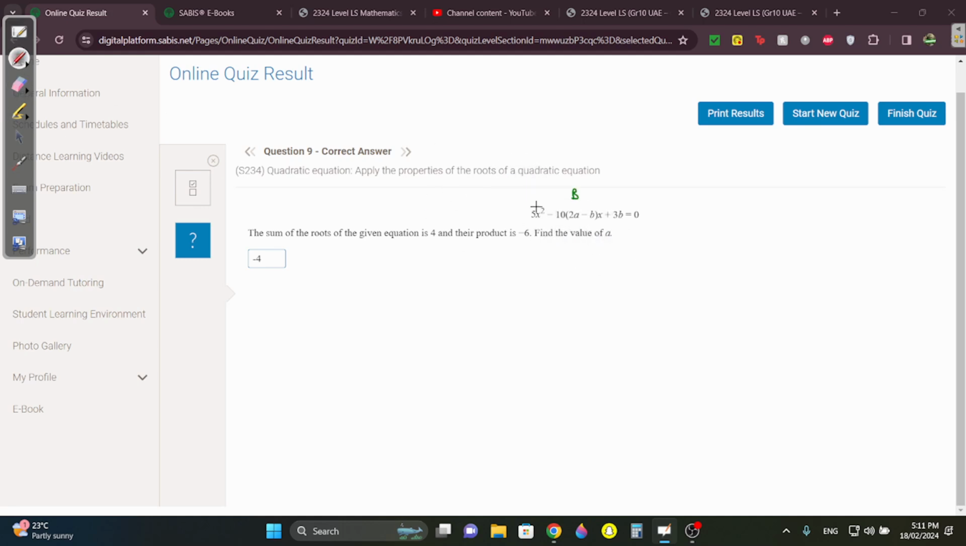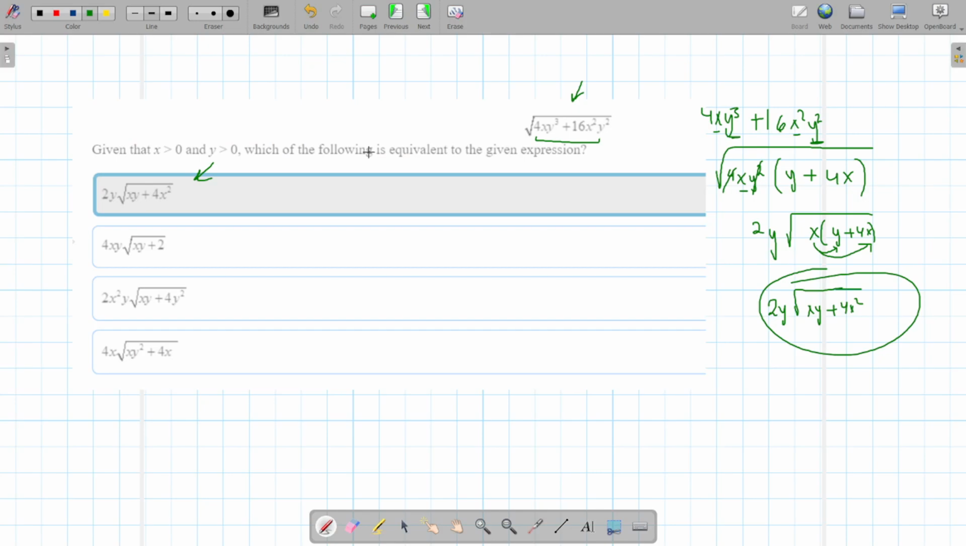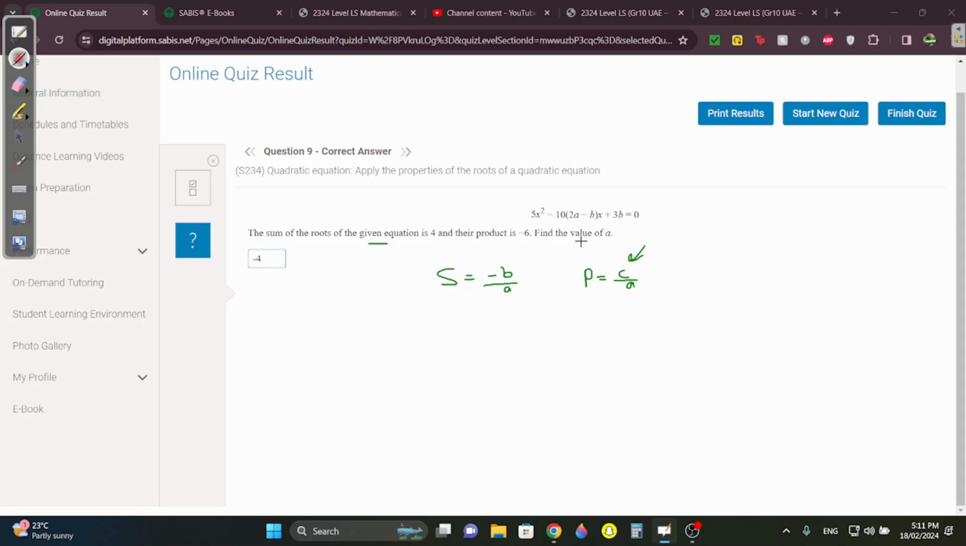Anyway, to find A, you need B. Okay, we have the sum, we have the product. You know that the sum is minus B over A, and the product is C over A. To find this small b, we can use the product because 3b is actually my c. You know how we have c over a? 3b is my c, right? So I can do the product, which is minus 6, equals c, which is 3b, over a, which is actually 5. And you can solve this. 5 times minus 6 is minus 30, so 3b equals minus 30, b equals minus 10.